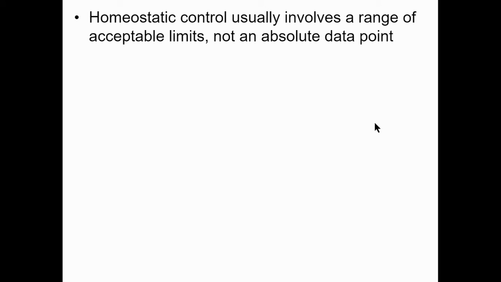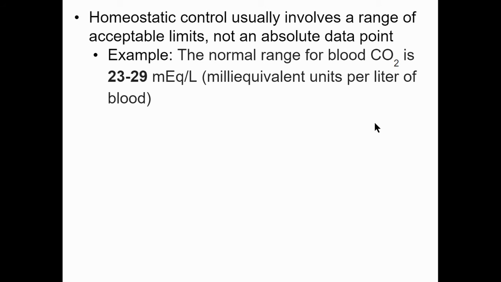Usually this homeostasis is not just like a flat line, like, oh, it has to be this number. Usually there's a range. For example, your blood CO2 level is between 23 and 29 milliequivalents per liter of blood. As long as it's in that range, then it's fine. When it gets below 23 or above 29 for a period of time, then that's when you can have some issue.